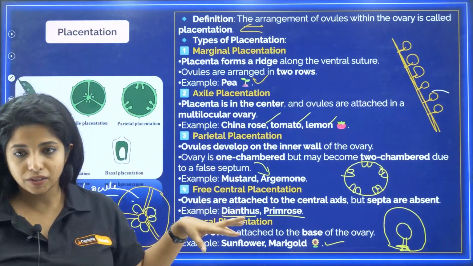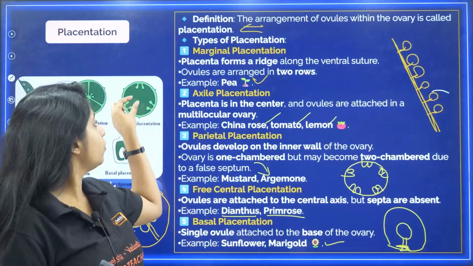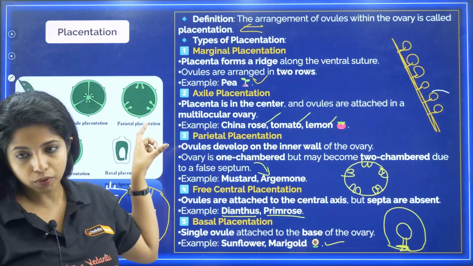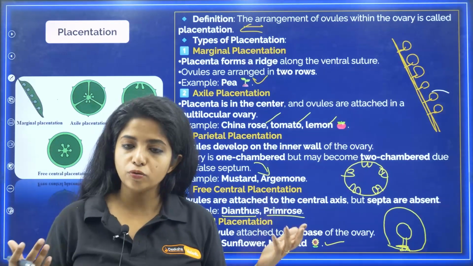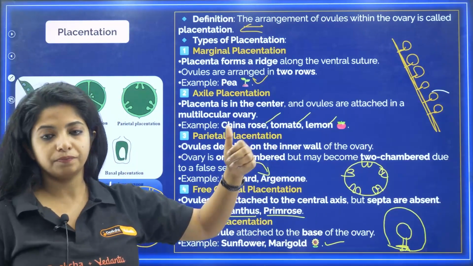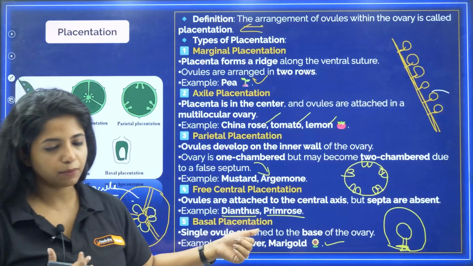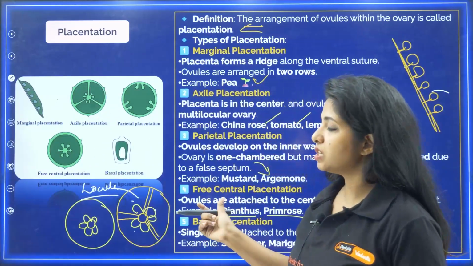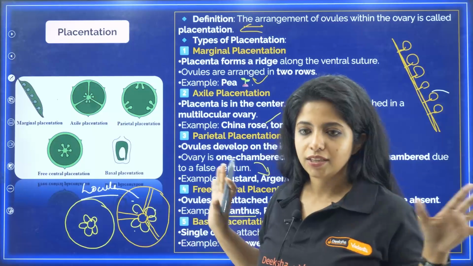Now you have parietal placentation, where basically it's easy. Parietal means towards the wall. So the ovules are arranged towards the wall. It is usually one chambered, but may appear to be two chambered because of a false septum. You can find that in mustard and argemone, yes. Now you have free central placentation. Please forgive my pronunciation, okay. Free central placentation, where there is a central axis, there is no septum, and the ovules are arranged around the central axis. That's all.